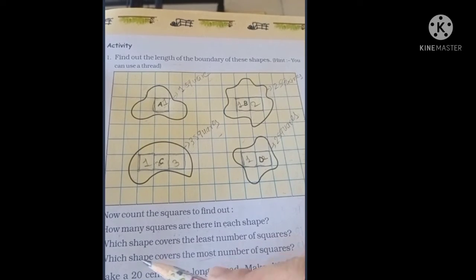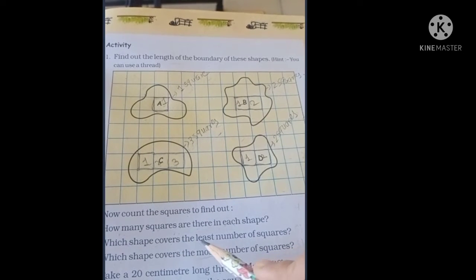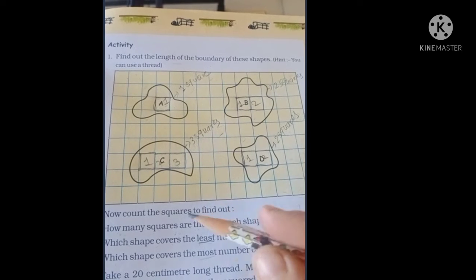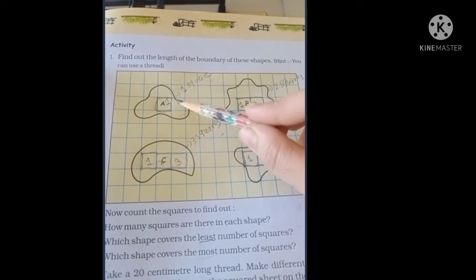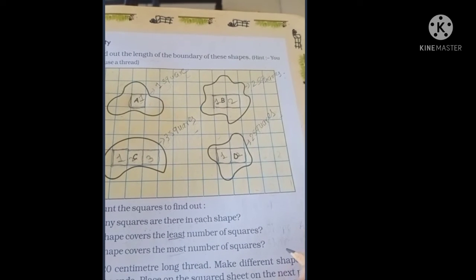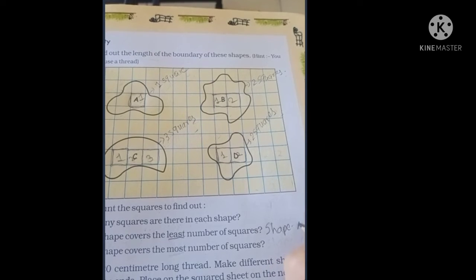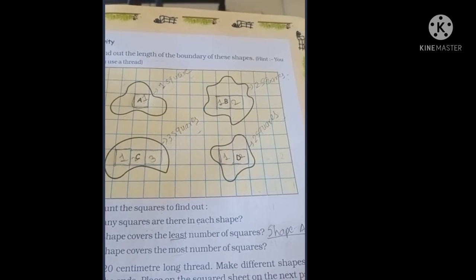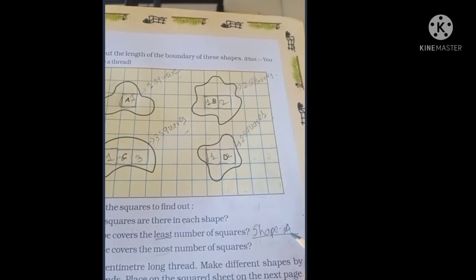Yes or no? And which shape covers the least number of squares? कौन सा ऐसा shape है जिसमें least, here the word least means what? जिसमें सबसे कम squares हैं. तो आप ध्यान से देख सकते हो figure A only has 1 square, means which one? So shape A is your answer, means shape A covered the least number of squares.